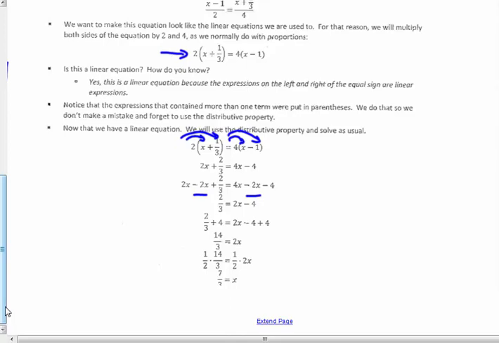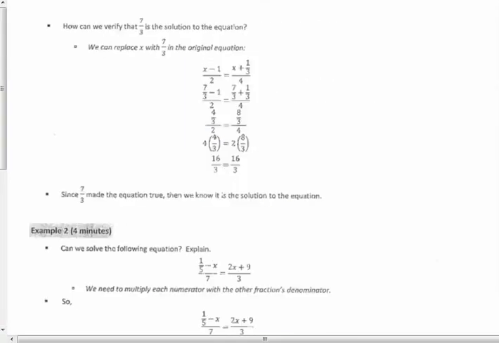Adding 4 to both sides, you get 14/3 equals 2x. Dividing by 2 or multiplying by the multiplicative inverse, 1/2, you're going to get 7/3. Ooh, that's hard to see. 7/3 is equal to x. On the next page, you can see the check here. Is this 7/3 the solution to this equation?